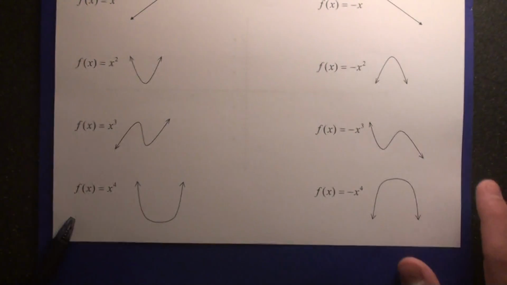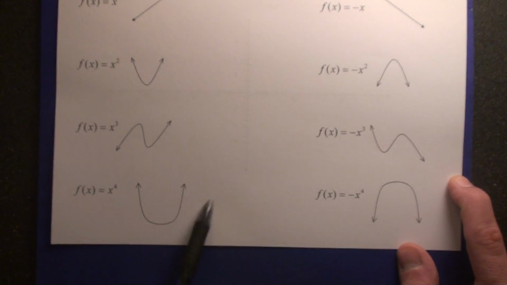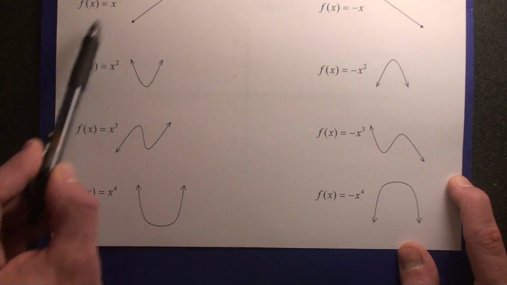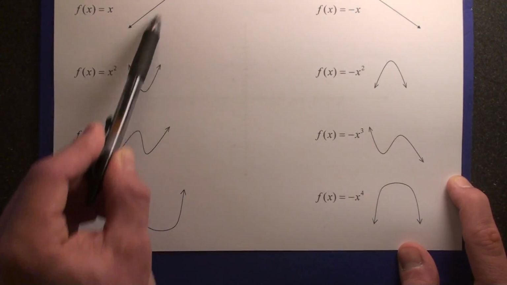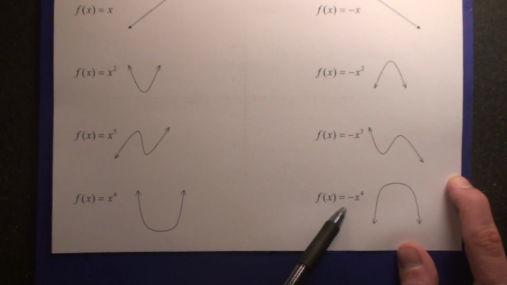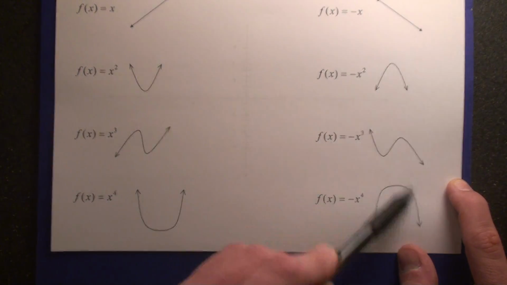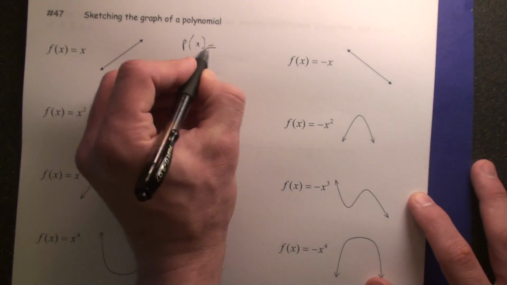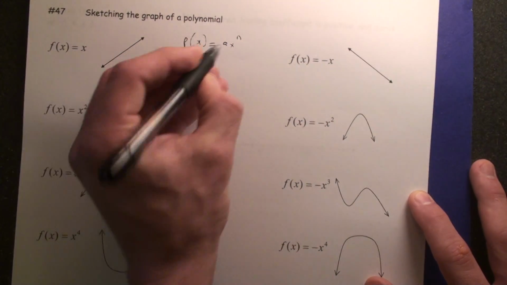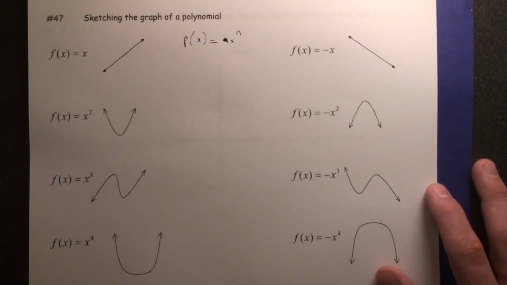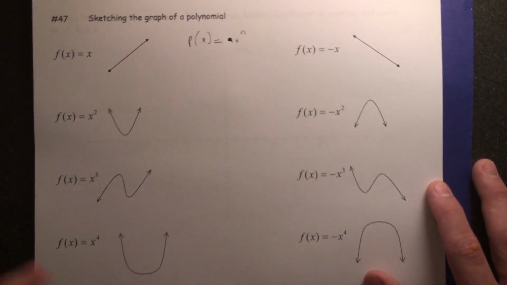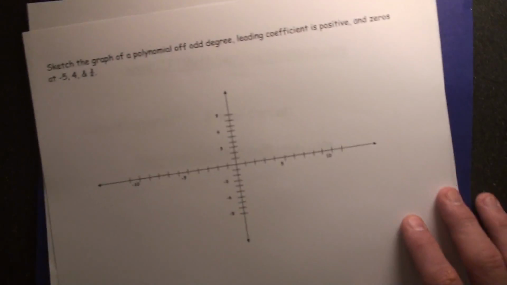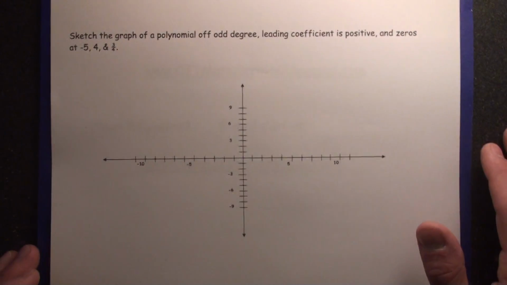What do these all have in common? Well, at the end behavior here, for the positives, it's going up and to the right. For the negative a values, we're going down and to the right. Okay, that's if we're talking about a polynomial here, P of x equals ax to the n. The a determines whether or not we're going up and to the right or down and to the right at the end.